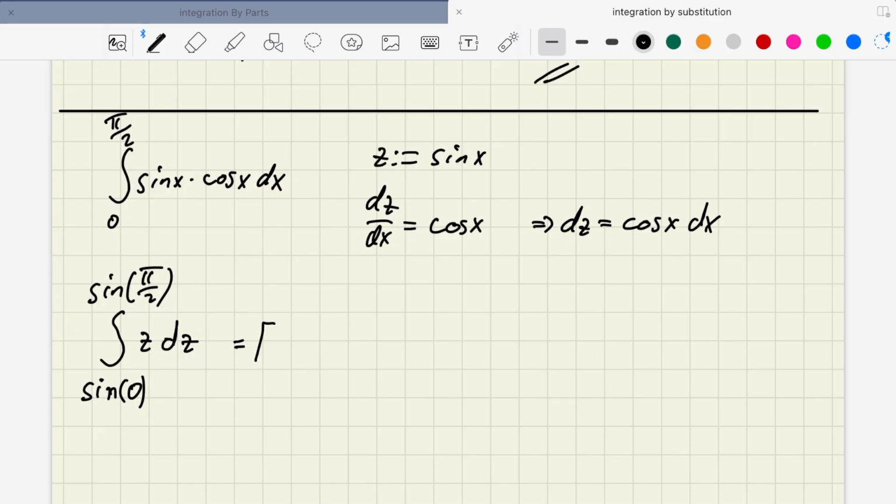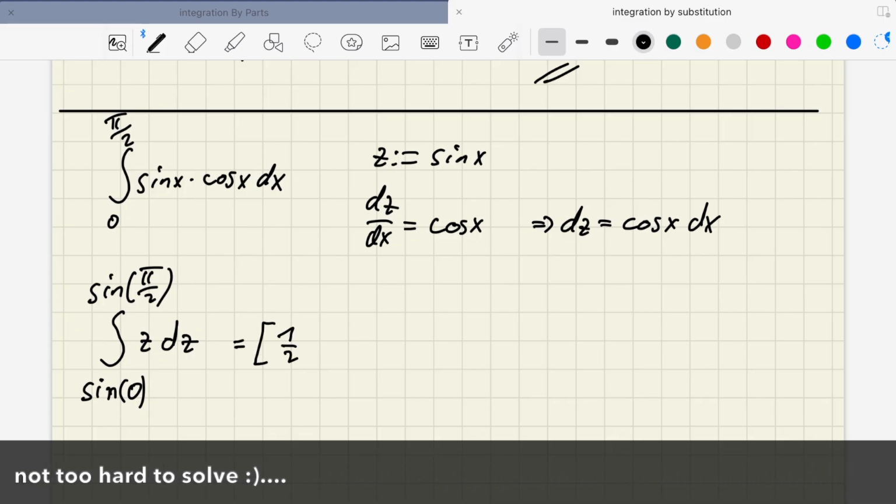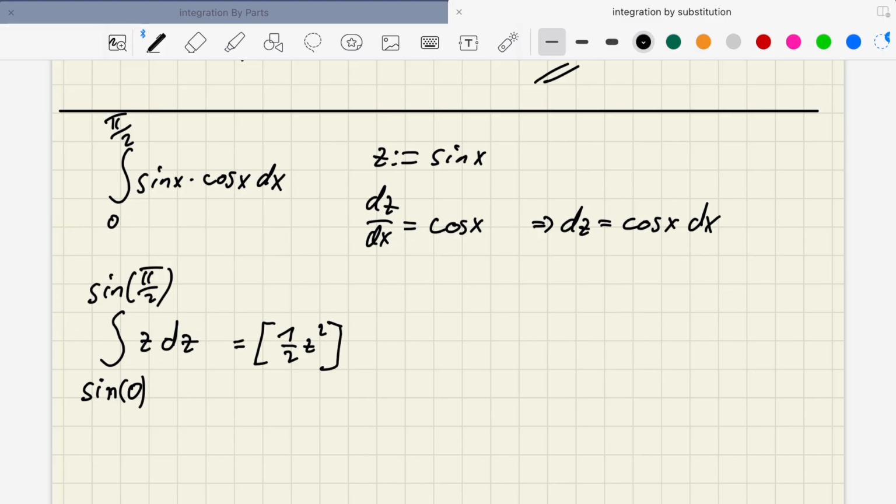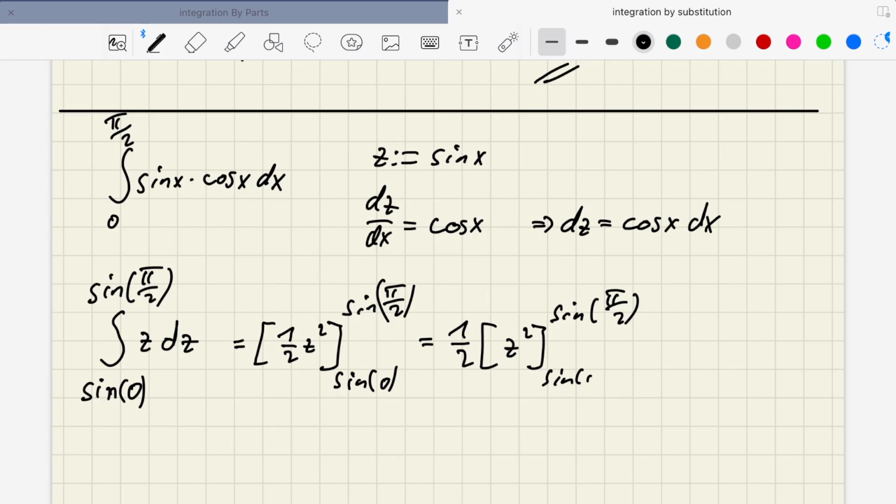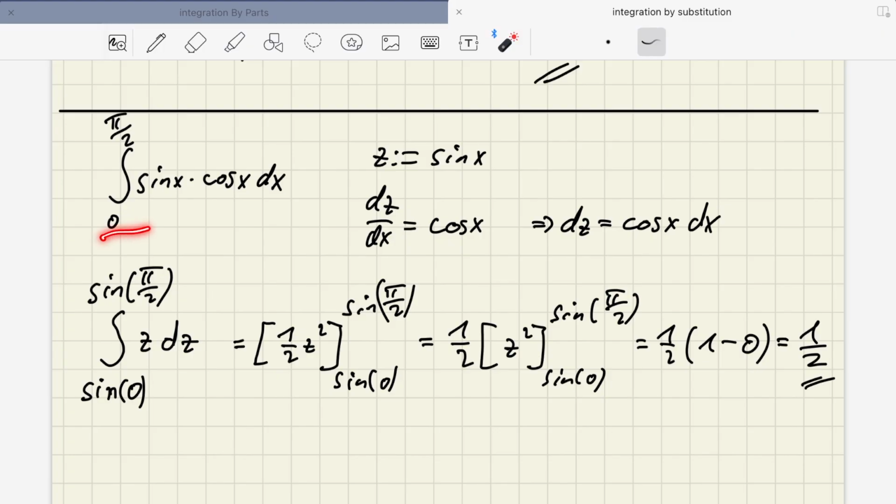So this integral is not too hard to solve as well, so this is 1/2 z squared from sine 0 to sine pi half, which is equal to 1/2 z squared from 0 to 1, which is equal to 1/2. So you get 1/2. So this definite integral comes out to 1/2. This is method number 1 to do it.